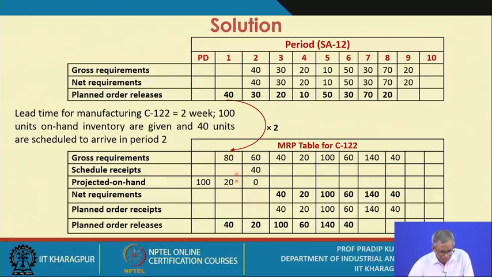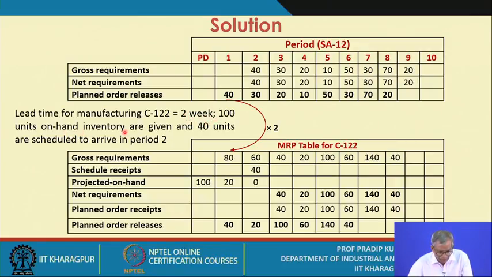Next, you have these periods, and for sub assembly 12, this is the gross requirements 40, 30 like this, net requirements remain the same. Here the lead time is 1 week. So, this is your planned order releases already completed. Now, the lead time for manufacturing component C122 is 2 weeks.